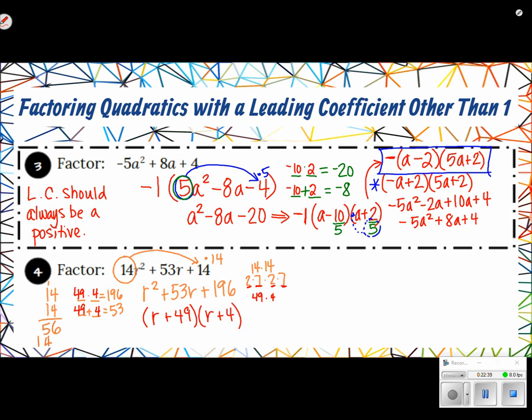But we don't stop there, because we did slide, but we didn't divide. So we're going to divide, and what are we dividing by? 14. Now, we're going to create two fractions, and both of these fractions are reducible. 49 and 14 are both divisible by 7, and 4 and 14 are both divisible by 2. So I want to reduce those fractions.